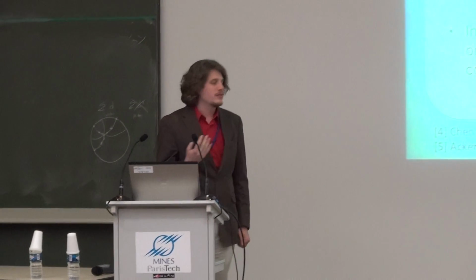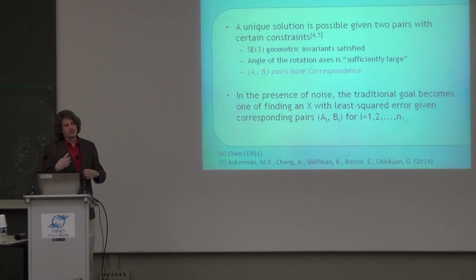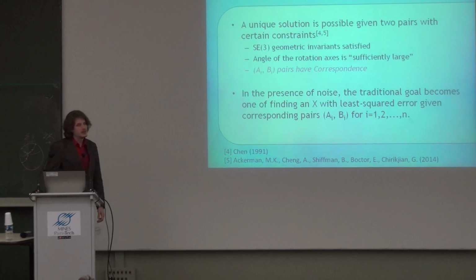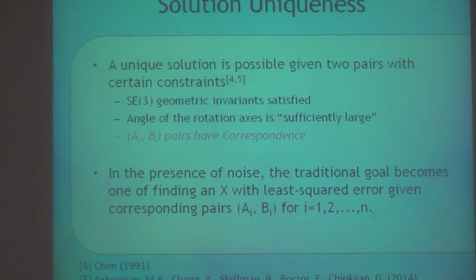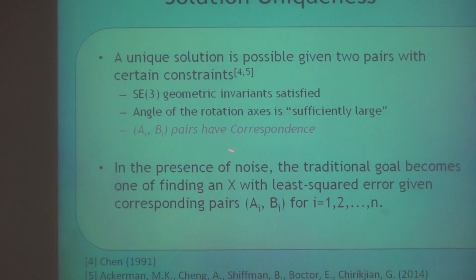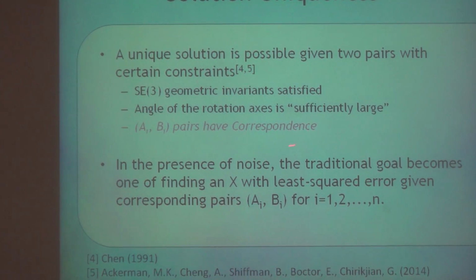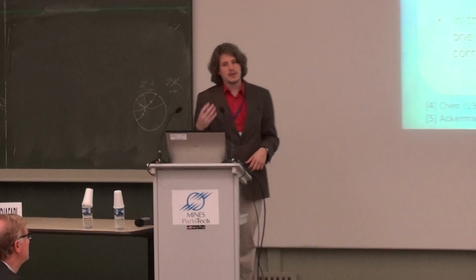The first two constraints are that the SE3 geometric invariants are satisfied between pairs of A's and B's and another pair of A, B, which is defined in these works down here. We also have to have the angle of the rotation axis sufficiently large, depending on your noise factor. But what we're concerned with, and what a lot of times is overlooked in this problem, is the correspondence of A-B pairs. That's the question of, does A actually match up with B? I'll explain a little bit more about that in a second.